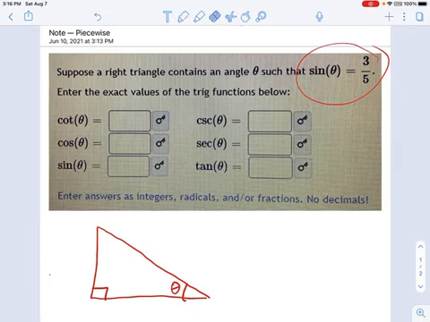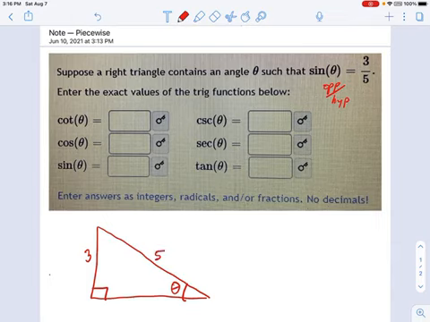Now, you're building this right triangle such that sine of theta equals 3/5. Well, if you remember what sine is, that's opposite over hypotenuse. That means the opposite is 3, the hypotenuse is 5. And now we're really pretty close to having a complete triangle. We just need to fill in what that third side is.